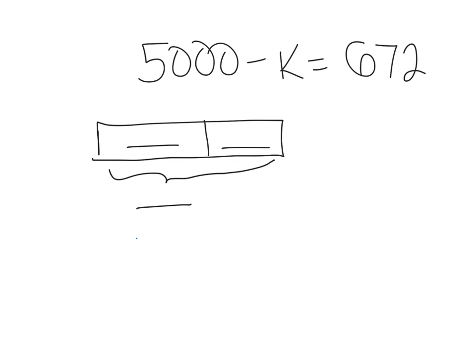So I see this problem, 5,000 minus k equals 672. And when I see something with a letter, I like to make sense of it by making a story in my head. Let's say I went to the Kit Kat factory, and there's a school tour there, and the school tour saw 5,000 Kit Kat bars. When the school left, there were 672 remaining. But the school took a certain number, represented by k, of Kit Kat bars. But I don't know what they took.